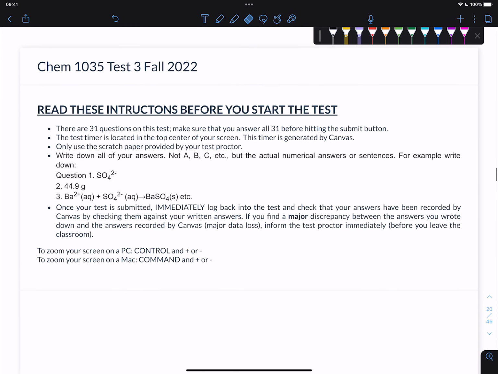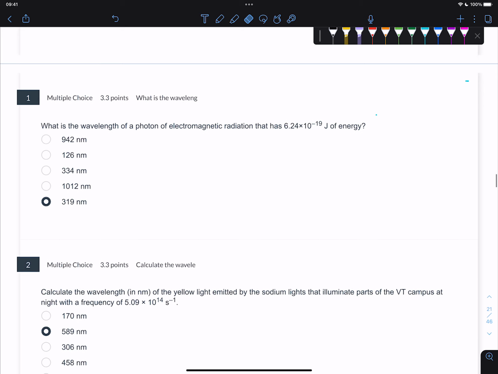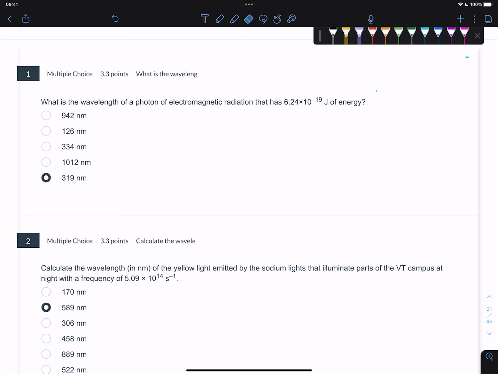Here is some help with the third test, and this time I'm going to use the key because it saves us some time and some calculations. I want to explain mostly how to get to these answers, or how to get the correct answer in a review of the concepts. So this first question says, what is the wavelength of a photon of electromagnetic radiation that has 6.24 times 10 to the negative 19 joules of energy?